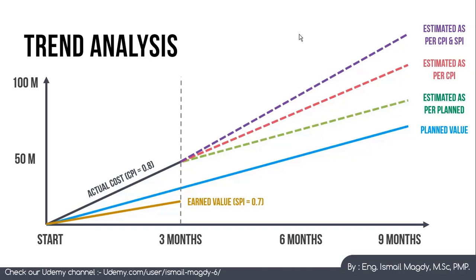So actually the difference between the 3 assumptions is the following. First assumption is the most optimistic one, which assumes that we are going to rectify whatever mistakes that we have currently, and the remaining work is going to have a CPI of 1. While the second and third options are expecting the remaining works to keep going with the same current rate, either affected by CPI only or by both of the CPI and SPI.